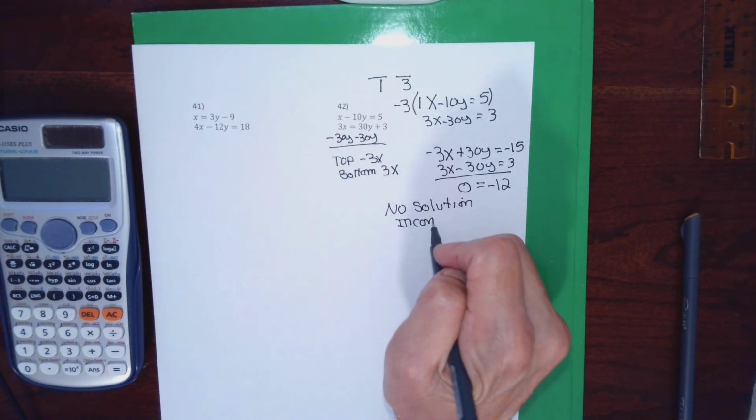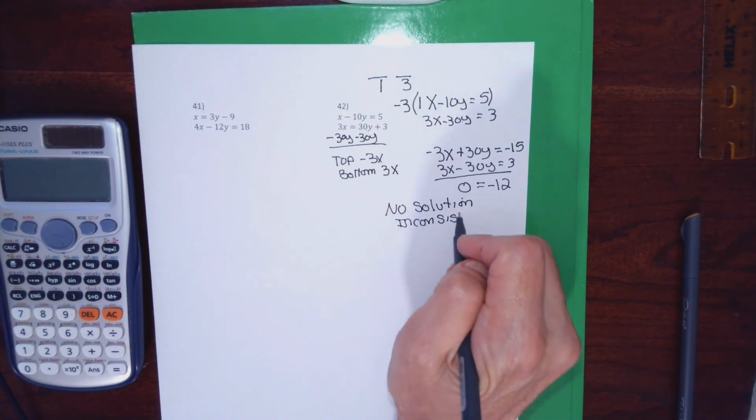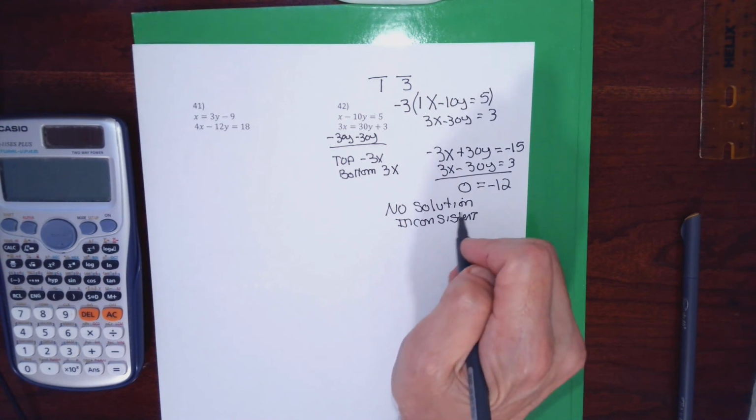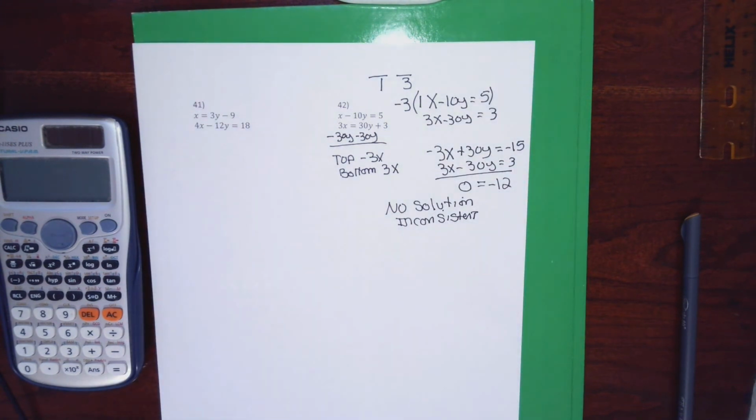So when the variables drop out, there's two things that can happen. You can get a true statement and you have to write dependent with the fancy answer, or you can get a false statement. If you get a false statement, you can just write the no solution answer.